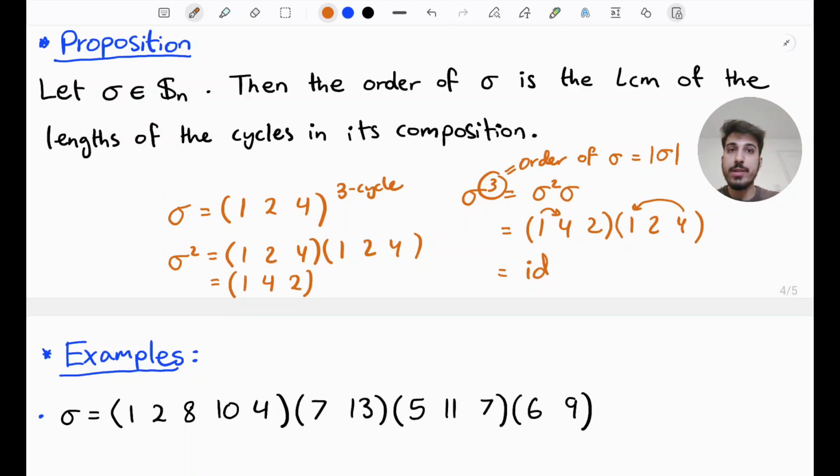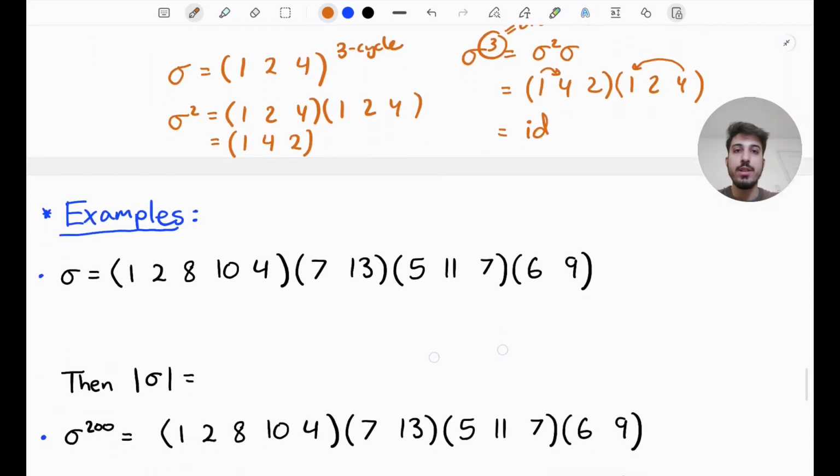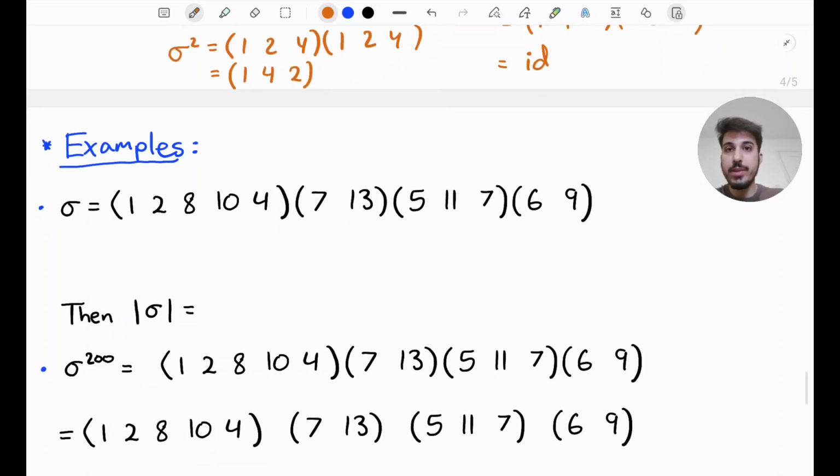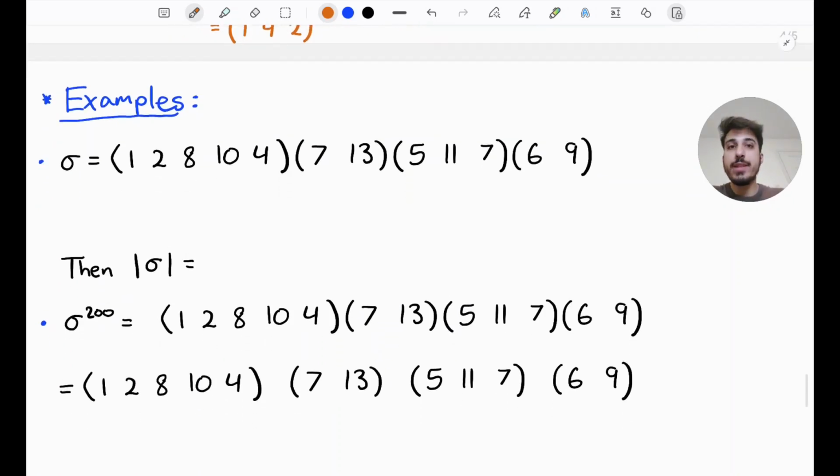And now this proposition tells us that no matter what permutation we have, the order of the permutation is the least common multiple of the lengths of the cycles in its composition. So let us take an example here. As always, the proof will also be in a future video in this video series. In fact, it will be the next few videos. These videos will cover the proofs of the propositions I've outlined in this lecture.